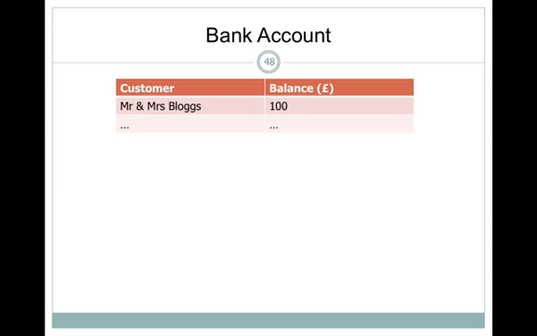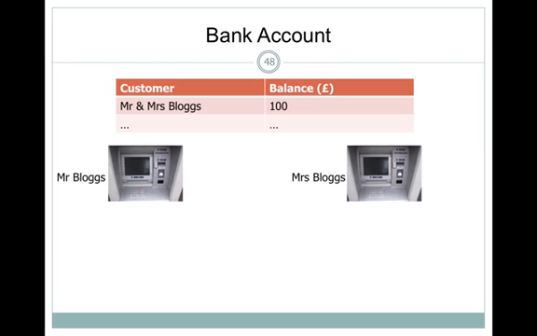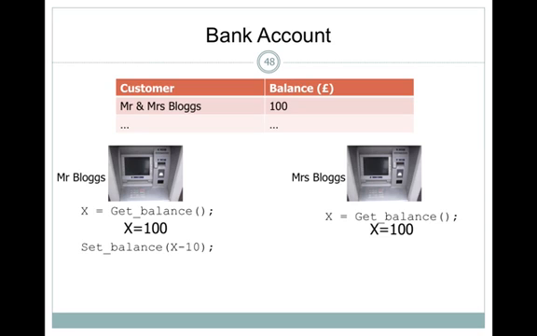Let's see what can go wrong. Here's Mr. Bloggs at his cash machine. Here's Mrs. Bloggs at her cash machine. Mr. Bloggs' cash machine asks for the current balance and gets the answer £100. Mrs. Bloggs' cash machine asks for the current balance and gets the answer £100. So far, everything is correct. Mr. Bloggs' cash machine withdraws £10, gives Mr. Bloggs a £10 note, and it updates the bank balance to 100 minus 10, which is 90. And there we are, balance of 90 sitting in the bank's database.